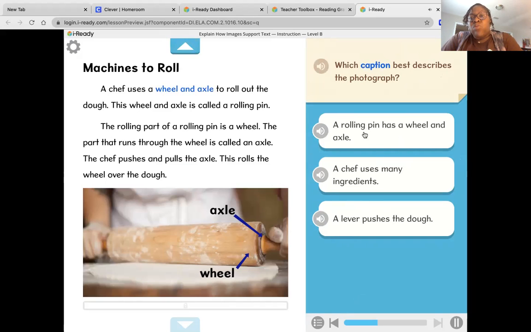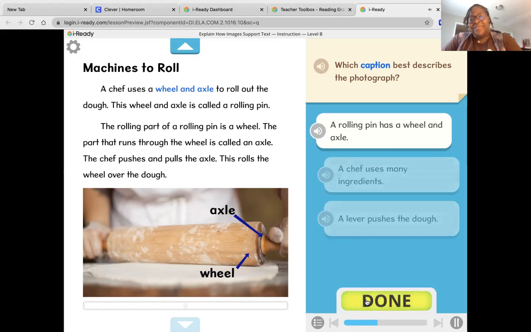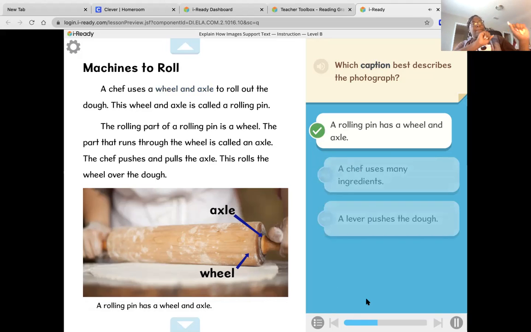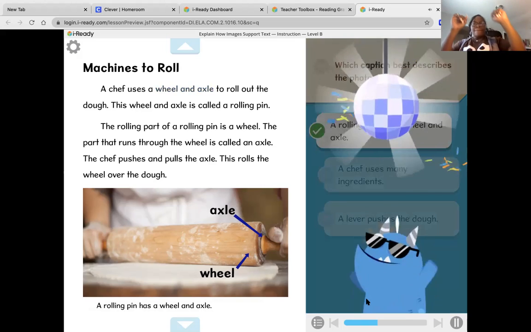Here we have a rolling pin, has a wheel and an axle. So here's a rolling pin, a wheel, and an axle. A chef uses many ingredients. Well, that is true. A lever pushes through the dough. We know a lever is a handle with a small bowl at the end. That's not a lever. We're going to go with this one. Yes, good thinking.